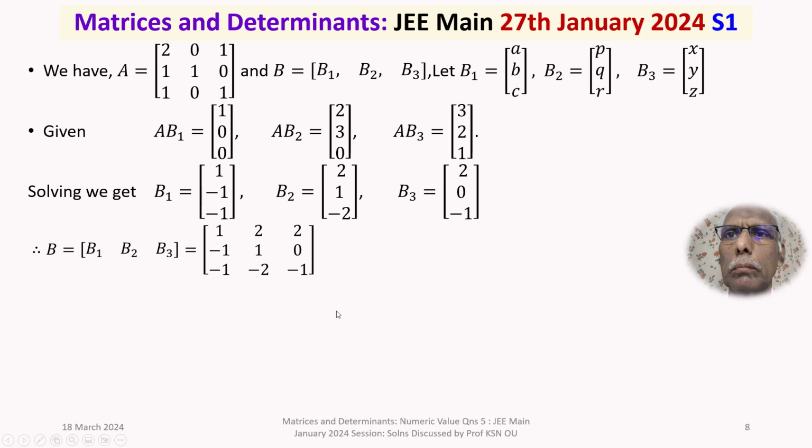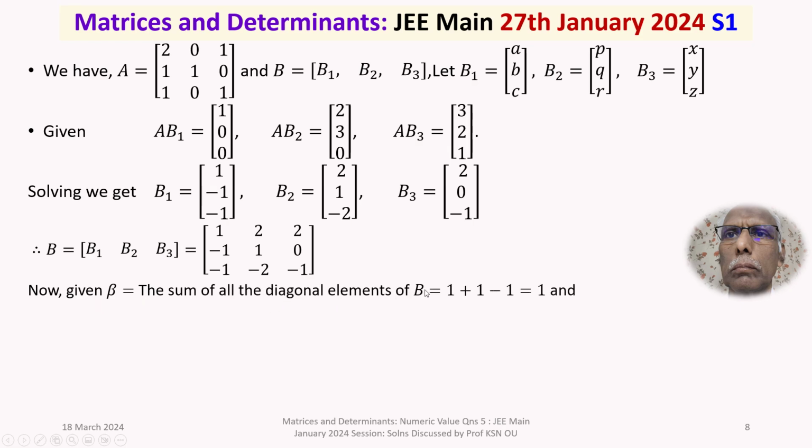So what is to be found out? One is the trace and the other is the determinant. Now given, beta is the sum of all the diagonal elements of B. That means the trace of B. The trace is the sum of all the diagonal elements, meaning 1 plus 1 minus 1, that is 1. And alpha is the determinant of B.